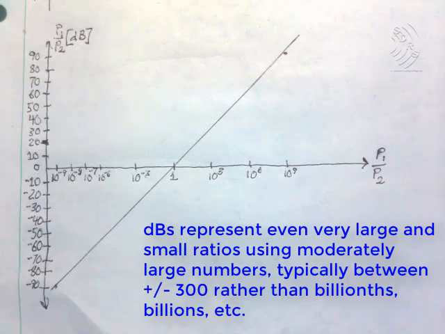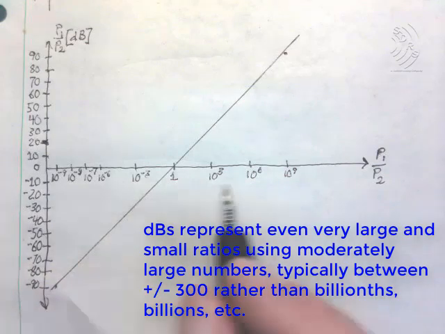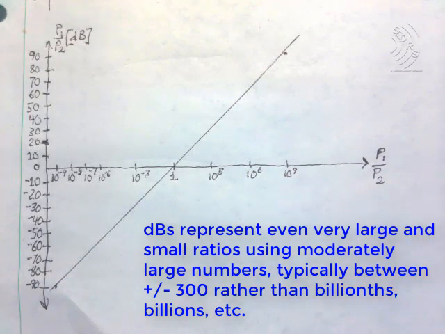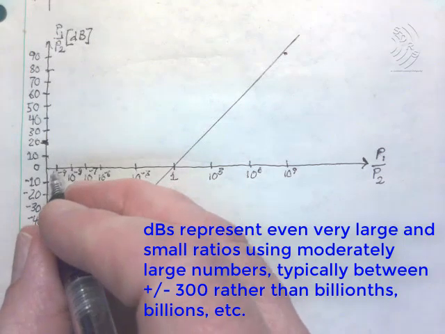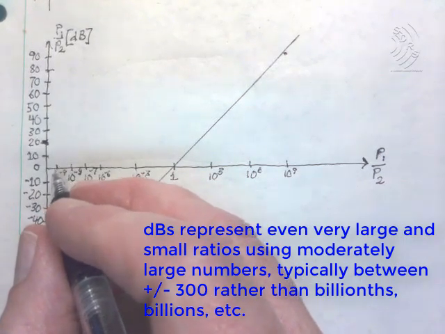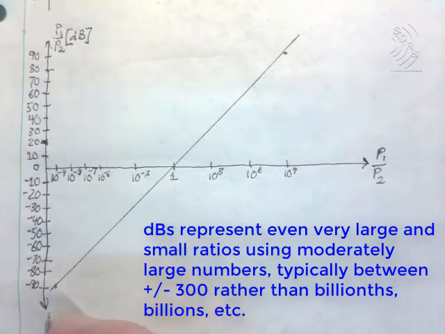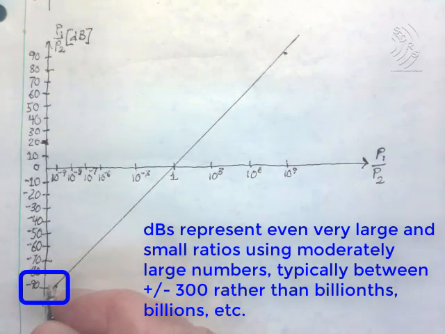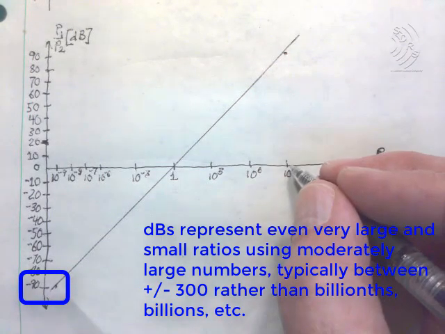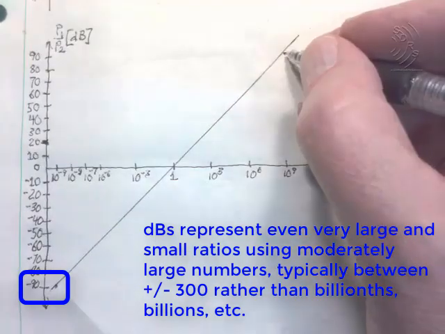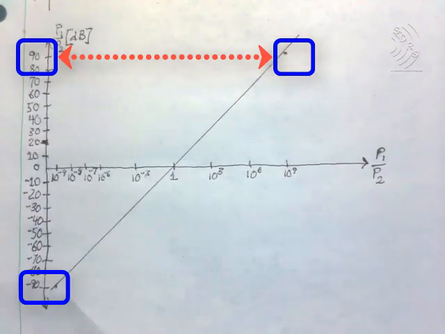The advantage of using decibels is especially evident when we plot the ratios that we will be representing on a logarithmic scale. In this case, we can see that very small ratios, like 10 to the negative ninth, are represented by numbers like negative 90 in dB. And 1 billion, or 10 to the ninth, becomes positive 90 dB. The decibel numbers are much easier to manage.